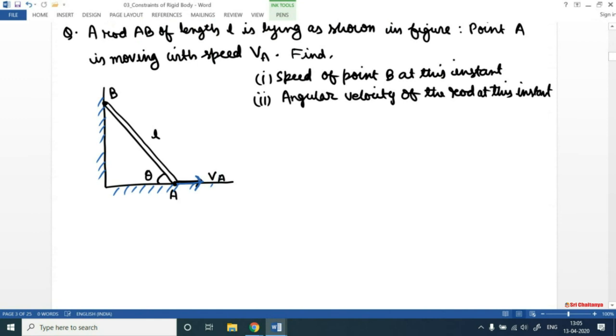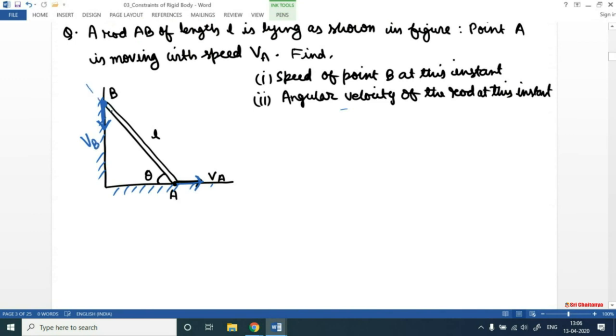What we are required to find is, first of all, the speed of B at this instant, and another thing, the angular velocity of the rod at this instant. So the velocity of one point we know, and the velocity of another point we want to find out, and we are going to do that using the velocity constraint. Point B is constrained to move only in the vertical direction, so we can say very safely that the velocity of point B would be in the vertically downward direction.